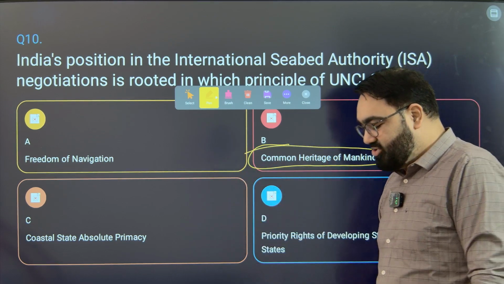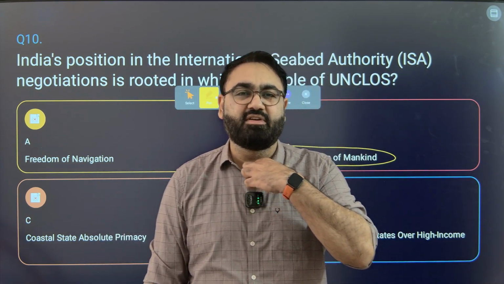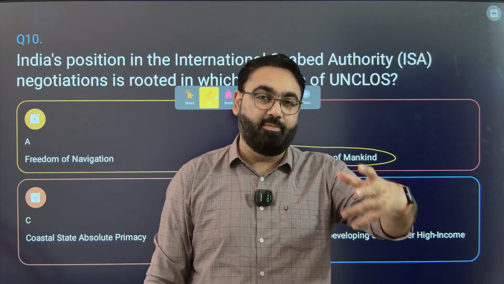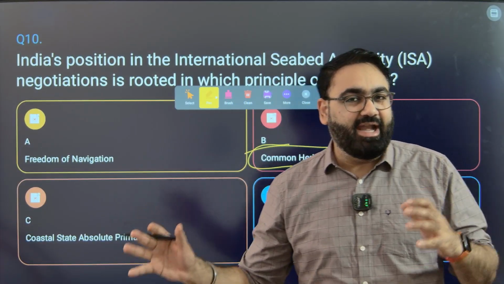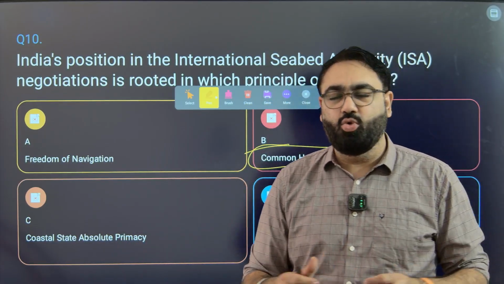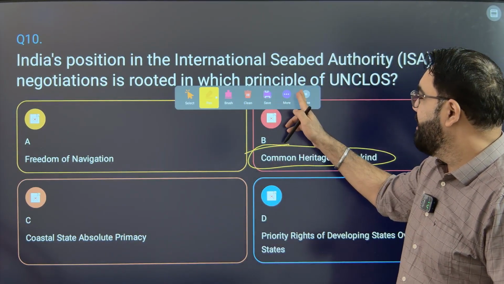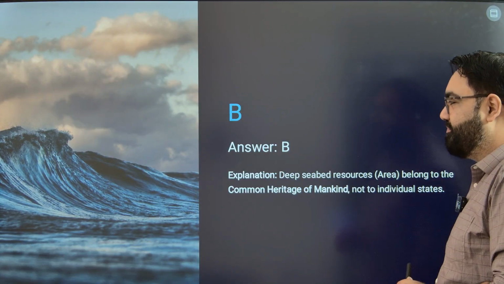Our argument is based on the fact that high seas, the sea which is not under control of any country, which does not fall into any country's exclusive economic zone, is a common heritage of mankind. Every country should have a right to it, and not just the developed ones, not just the ones who can afford to, like US, China, etc. All the countries should have equal right to it. The answer thus here is B.